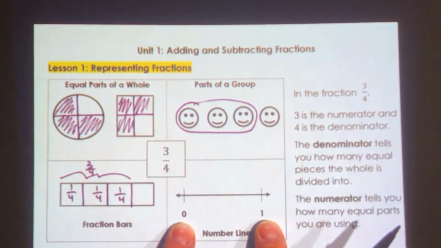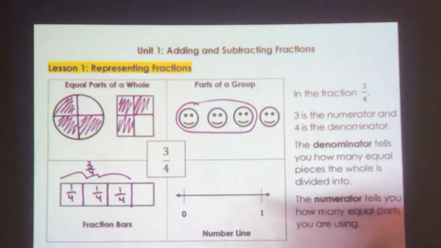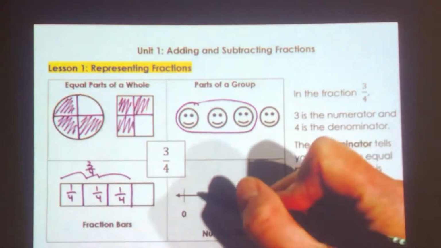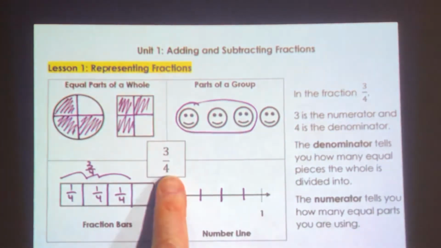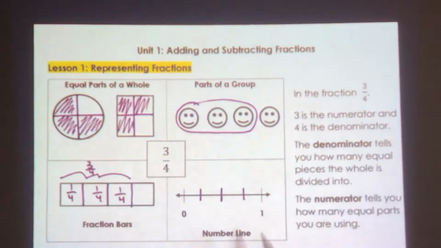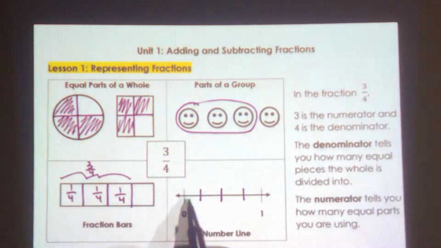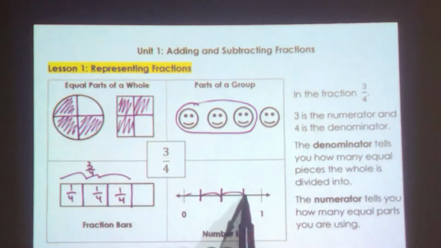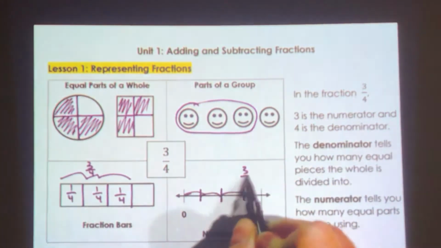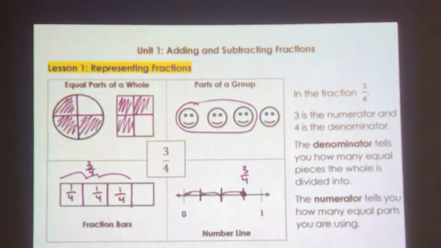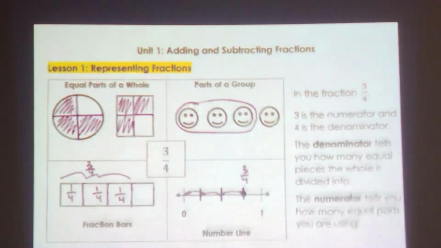In order to make 4 sections, I need 3 lines. 1, 2, 3. And I always do a quick count just to make sure that there are 1, 2, 3, 4 sections. Again, that denominator tells me. And to get to 3/4, I would start at 0, and I need to hop 1, 2, 3 sections over in order to get to 3/4. All right, so let's try a couple of examples.